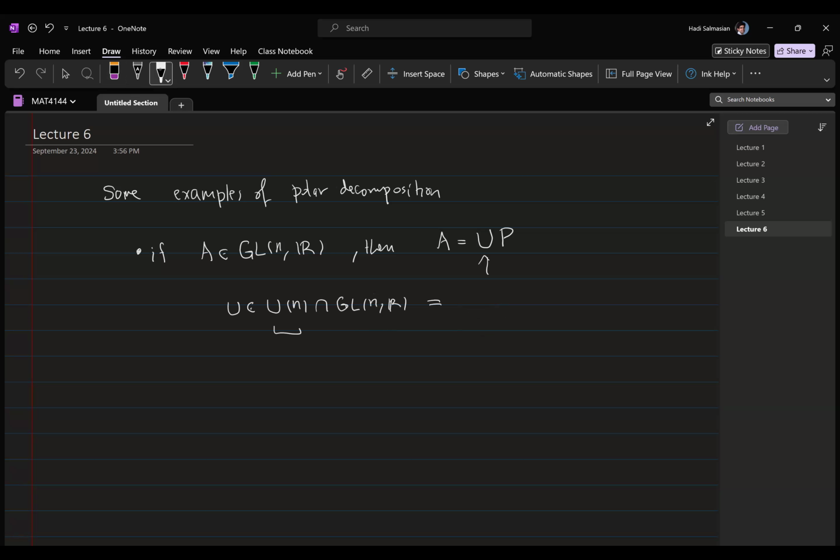And UN is given by the condition, matrices which satisfy this condition, but if they're supposed to be real matrices satisfying this condition, then the star will turn into transpose because the bar is not required. So you end up with the group ON.